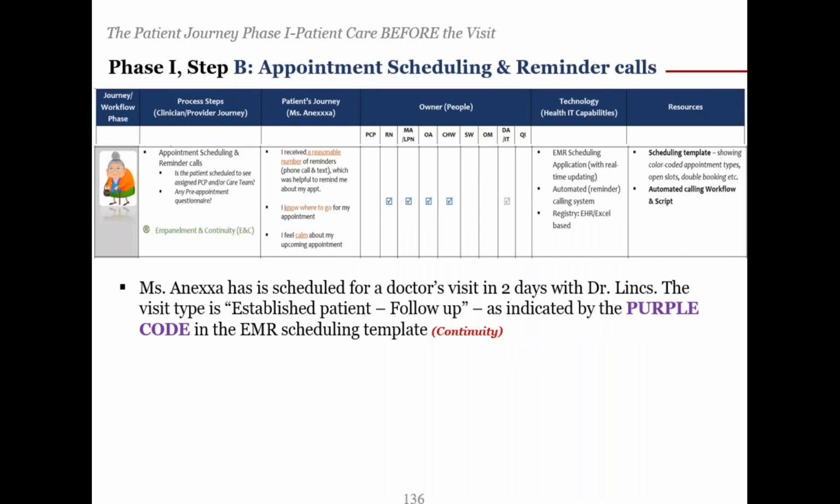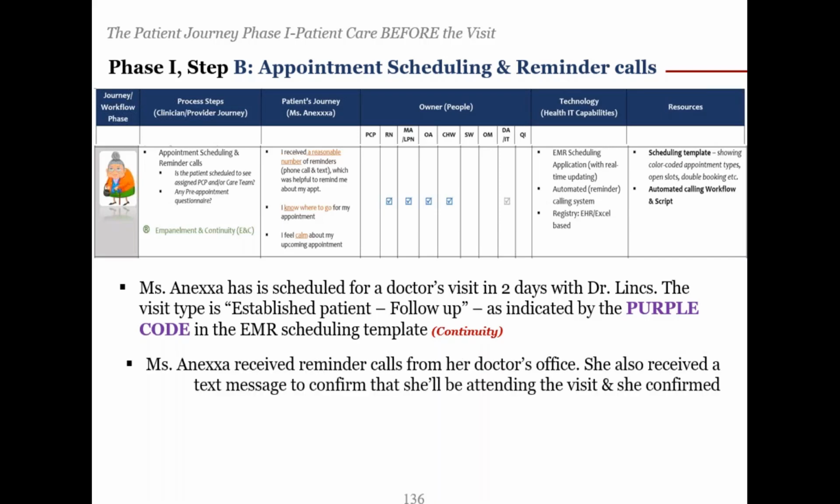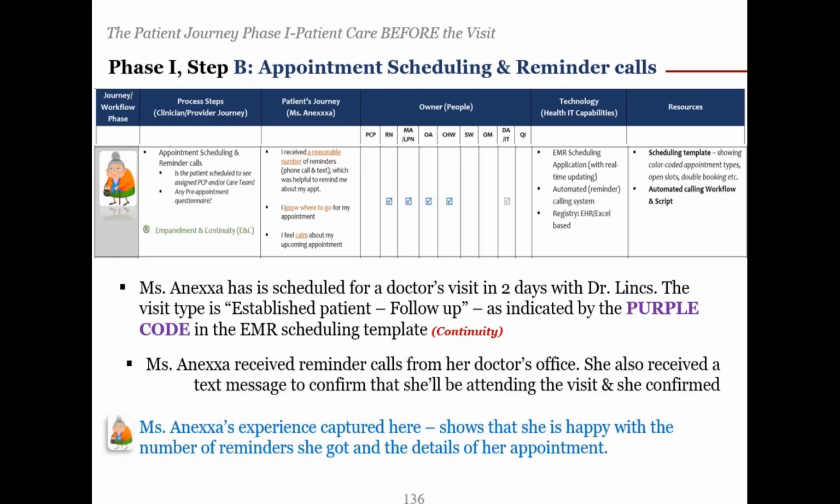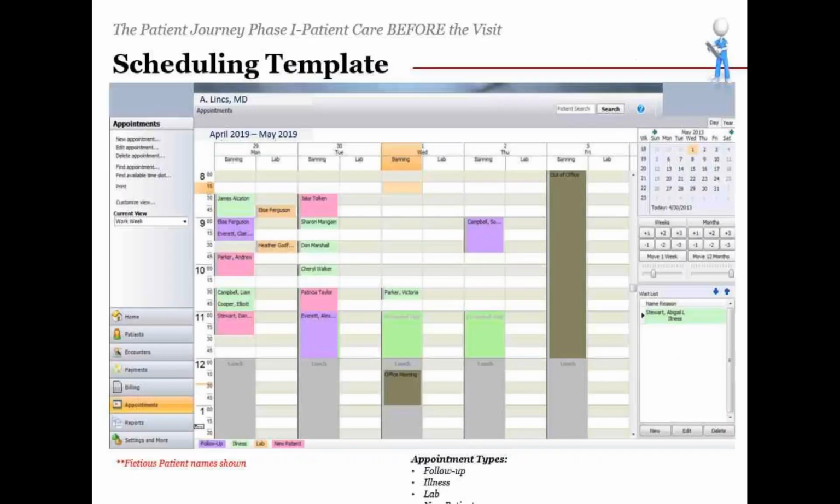Permission and access schedule for a doctor's visit in 2 days. And the visit type is established patient follow-up. These are normally color-coded depending on the EMR you're using. This again is trying to ensure continuity to make sure that they schedule the patient with someone on the care team. She has received reminder calls from her doctor's office, and she also received a text message to confirm that she'll be attending, and she did confirm. What is her experience? She is happy with the number of reminders that she got and the details about her appointment, the time, when, and if anything she needs to bring with her.